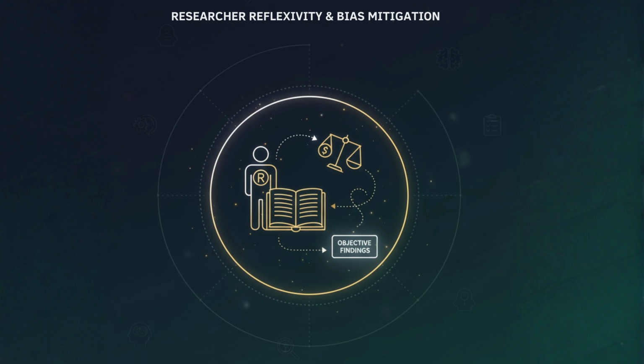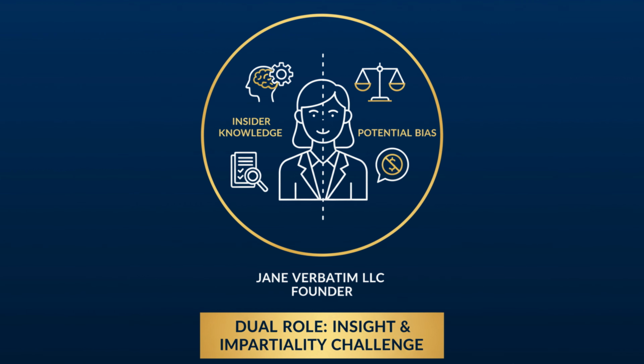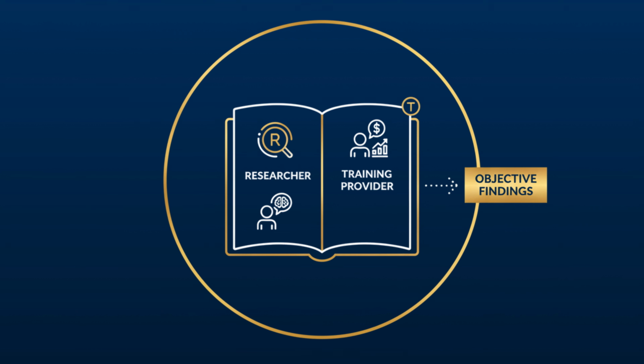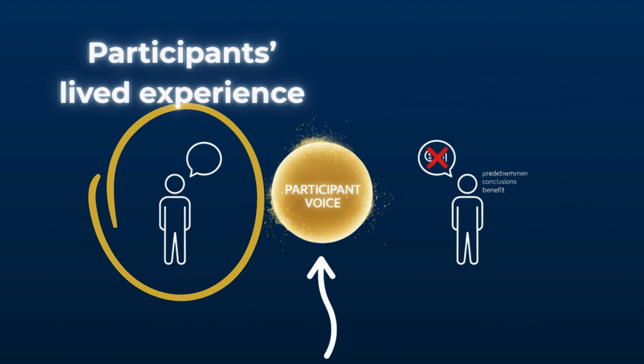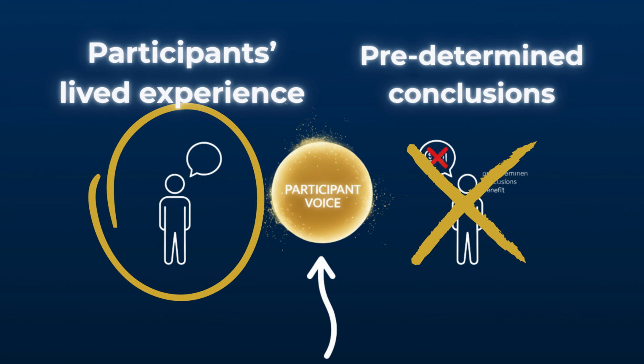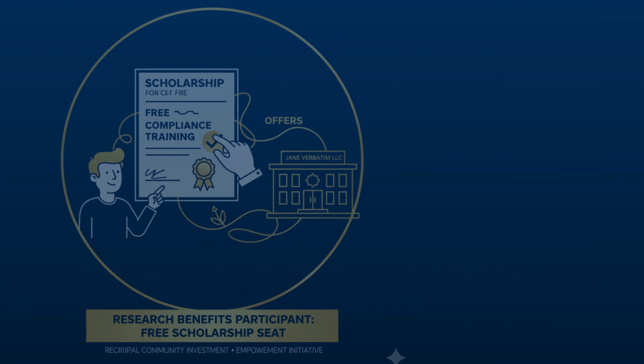Fifth, researcher reflexivity and bias mitigation. As the founder of Jane Verbatim, LLC, a cannabis compliance training company, I bring insider knowledge but also potential bias. I will maintain a reflexive journal documenting my assumptions, bracketing my personal business interests, and ensuring findings reflect the participant's authentic lived experience rather than predetermined conclusions.